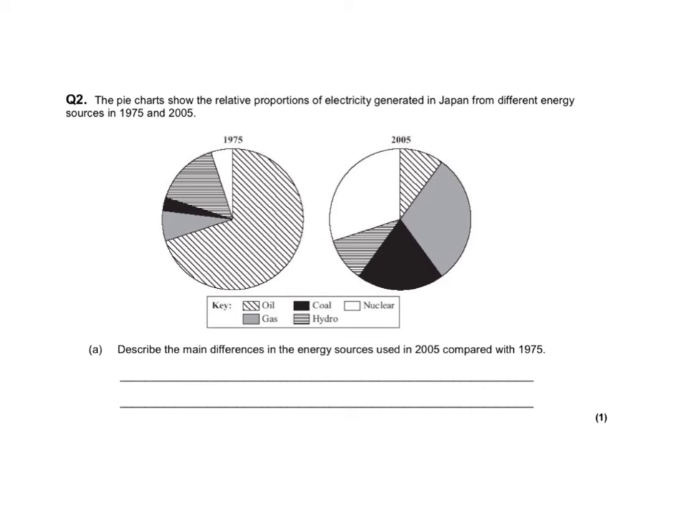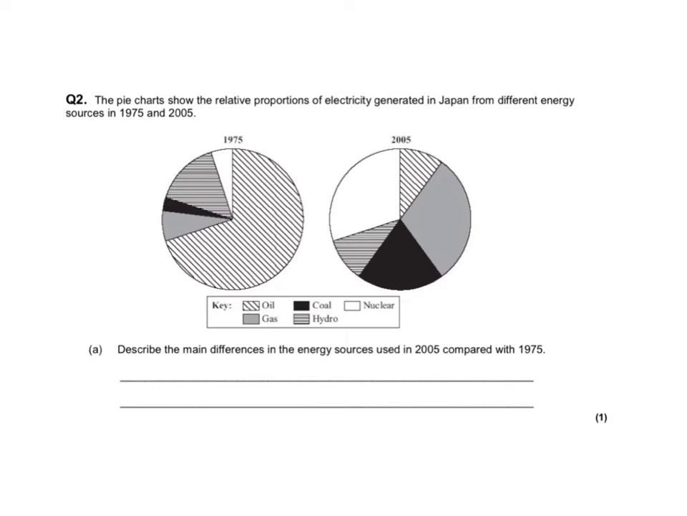Okay, question 2 is what we're moving on to now. It says the pie chart shows the relative proportions of electricity generated in Japan from different energy sources in 1975 and 2005. It wants you to describe the main differences in energy sources used in 2005 when compared to 1975. Okay, so we've got the charts here. It might just be useful to try and annotate them a bit.